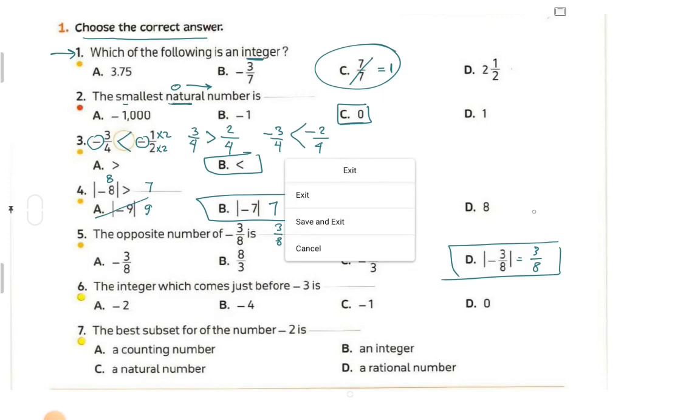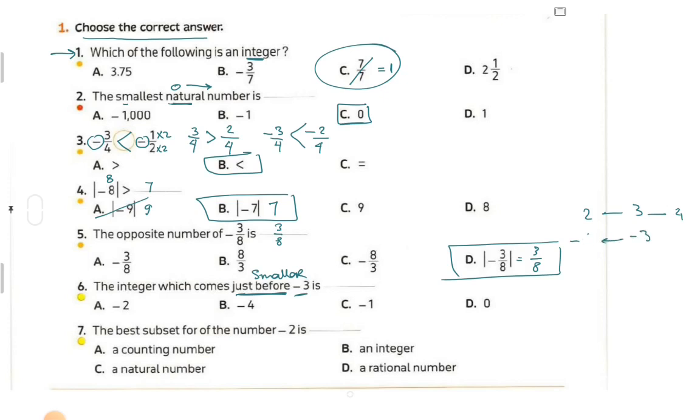The integer which comes just before. What is the meaning of just before? Just before means smaller than negative 3. Okay? So just before 3 is 2, after 3 is 4. But just before negative 3 will be negative 4, on the number line.